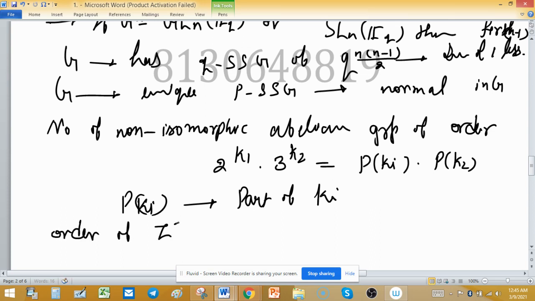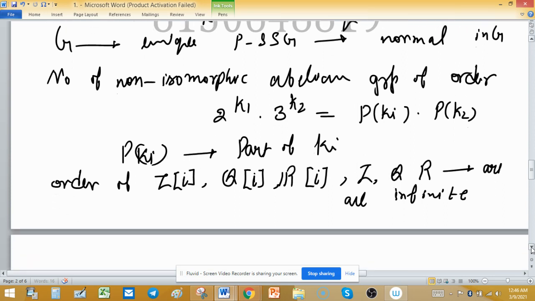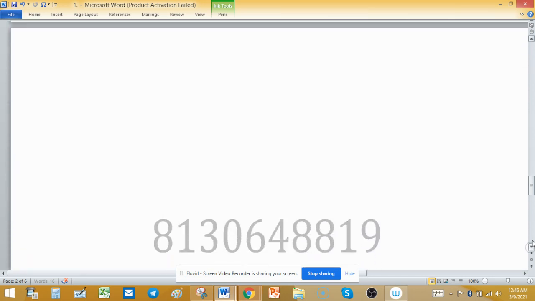The orders of Z, Q, R, and C are all infinite. But the order of Zn cross Zn is n square.